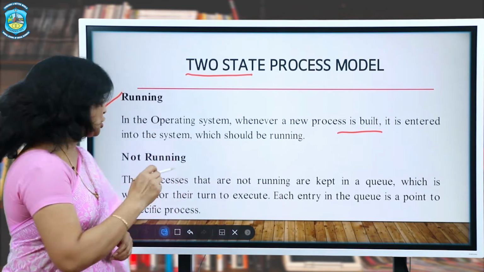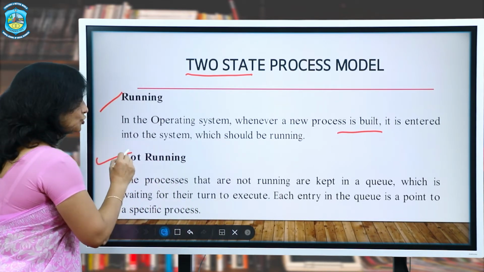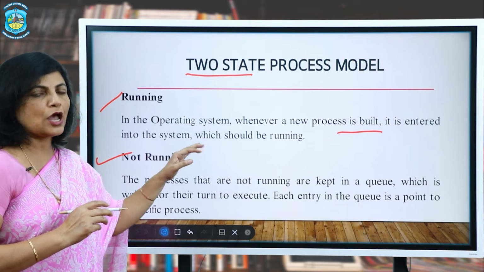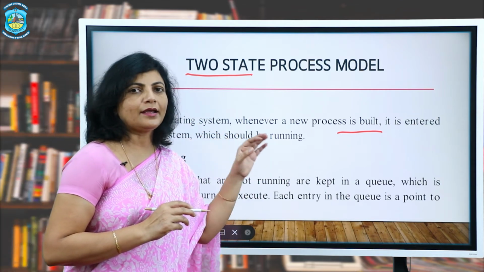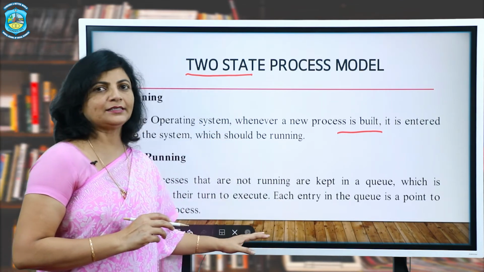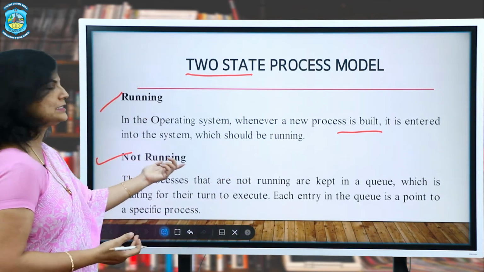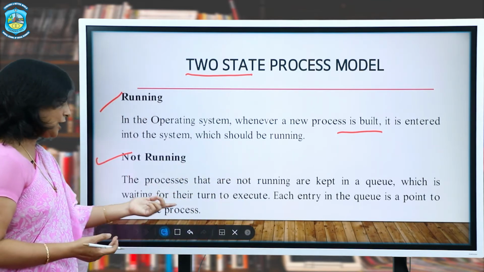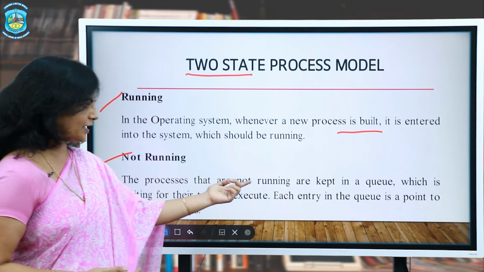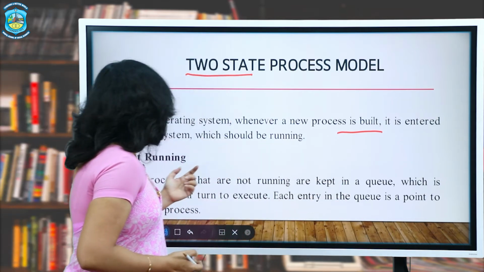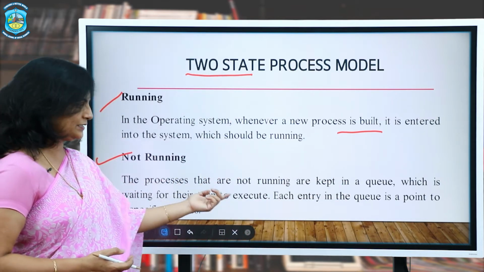The second state is the not running state. Apart from the process which is executing in the CPU, all the other processes which are waiting in different queues are said to be in the not running state. The processes that are not running are kept in a queue, waiting for their turn to execute.